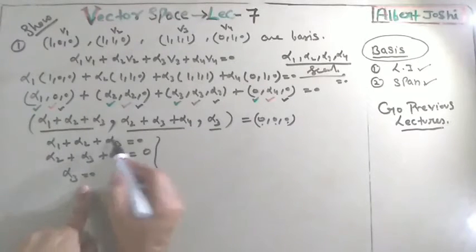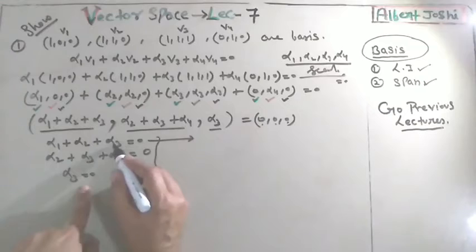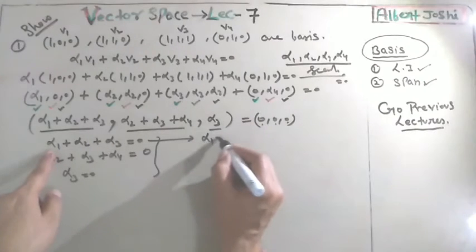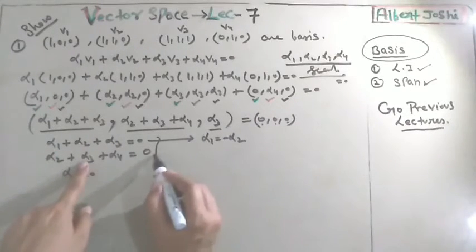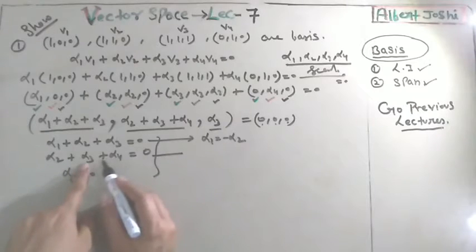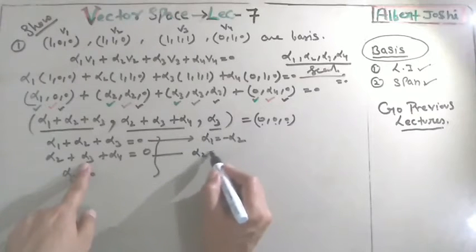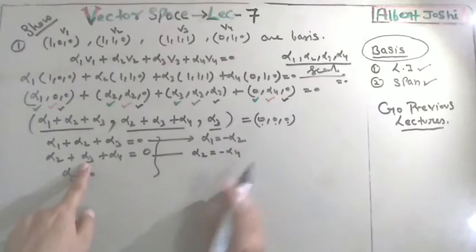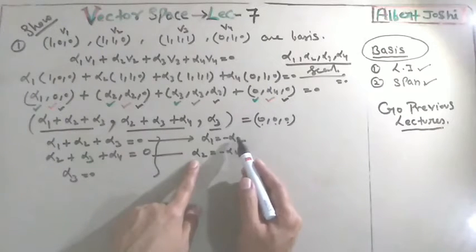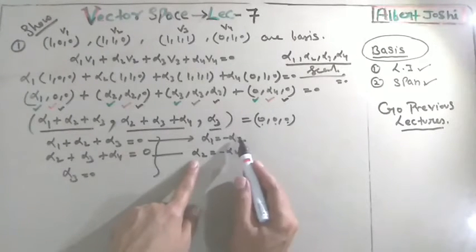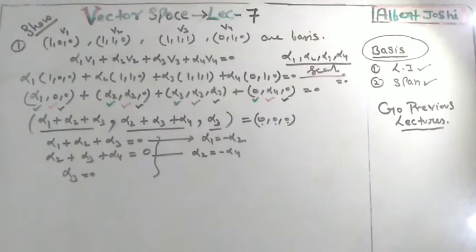Putting alpha 3 is equal to 0 in the equations, you get alpha 1 is equal to minus alpha 2. Again, putting alpha 3 is equal to 0, you get alpha 2 is equal to minus alpha 4. So if you put in alpha 2, you will get alpha 1 is equal to alpha 2 is equal to something. How do we find alpha 1, alpha 2, alpha 3? Are you thinking?